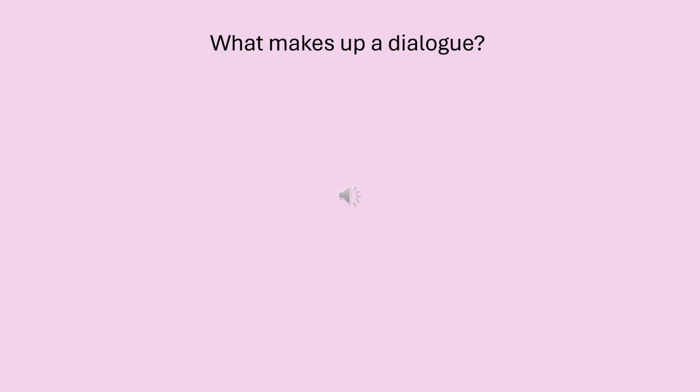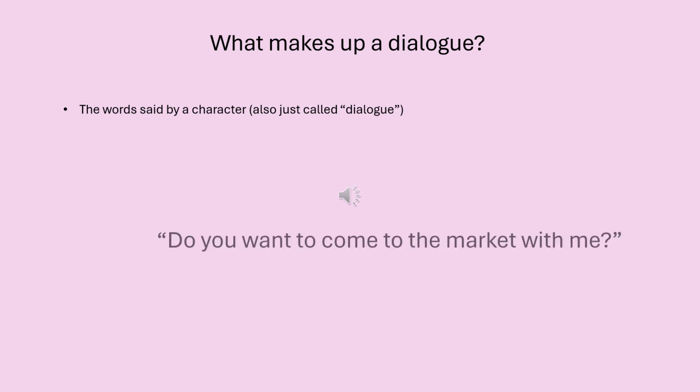So, there are 3 main parts of a dialogue. The first one is the words said by a character. This is also sometimes just called dialogue. These are the actual words. These are the parts in the dialogue that are going to go inside of the quotation marks. My example is, "Do you want to come to the market with me?" Inside the quotation marks, these are the actual words that a character is saying. So again, these are the words said by a character, and sometimes people will just call this dialogue.